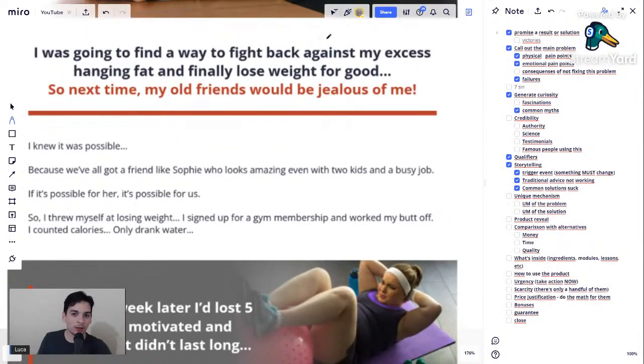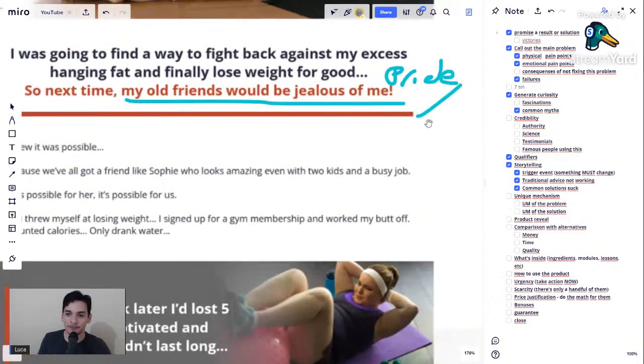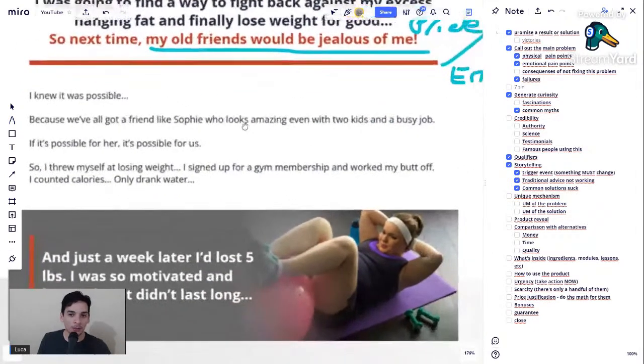I was going to find a way to fight back against my excess hanging fat and finally lose the weight for good, so next time my old friends will be jealous of me. Again, we are here in the pride. This is pride, right? Pride, because she has pride in her body, and envy, because she wants everyone to be envious of her.